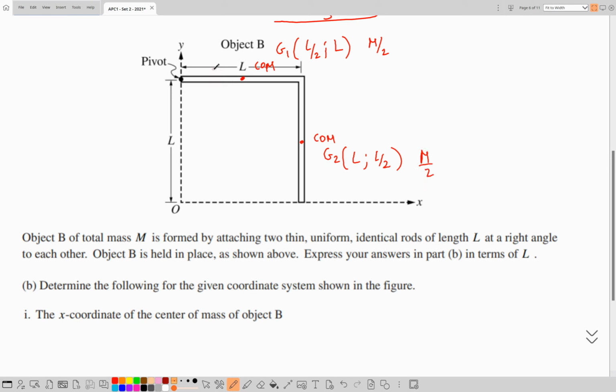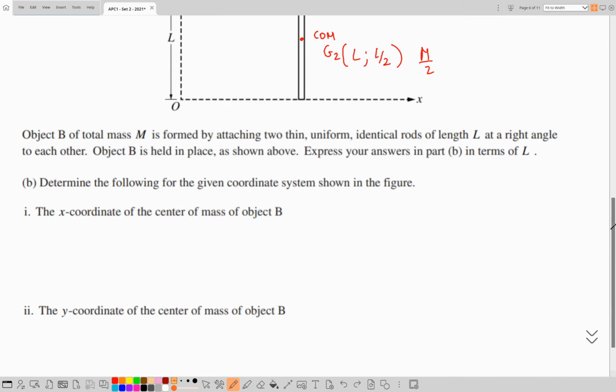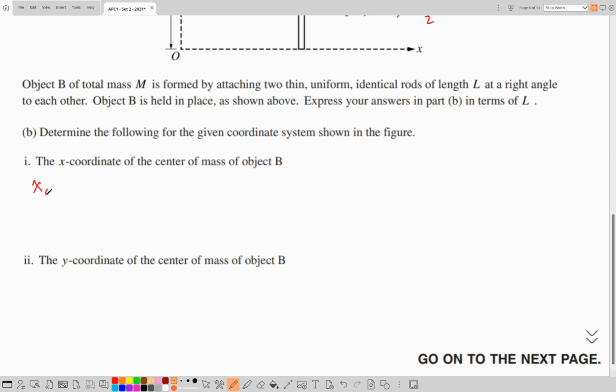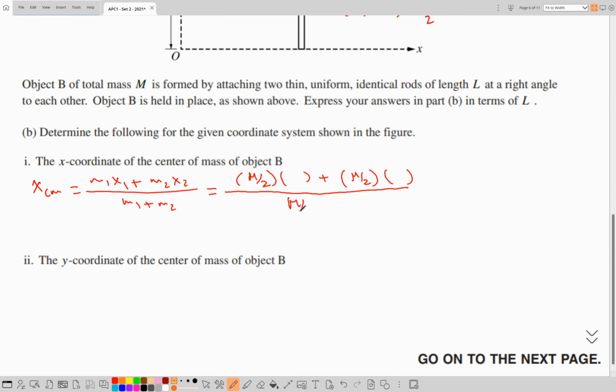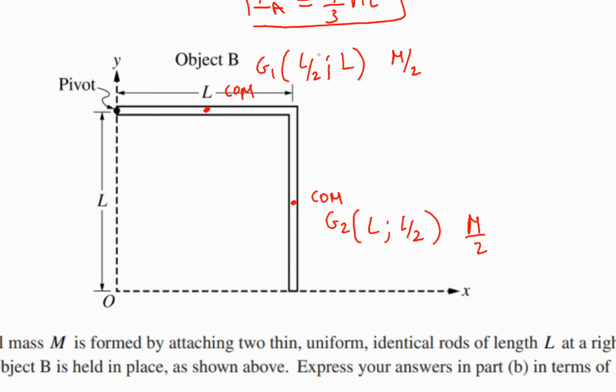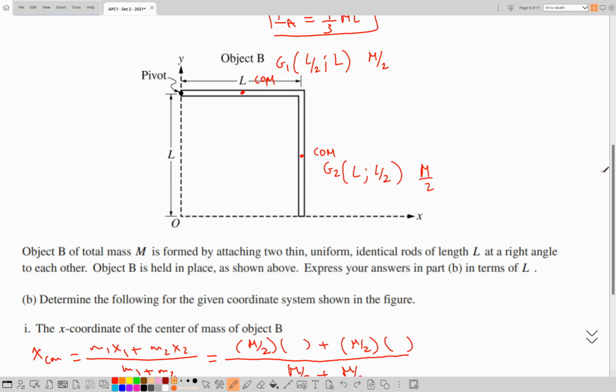Now once we have designated each part of the body by a point, and we know the coordinates of the points and we know the mass, we can simply determine the x coordinate of the center of mass. So x_cm, we start by the formula, which is m1 x1 plus m2 x2 divided by the total mass m1 plus m2. Now the mass of each point is given by m over 2. And the position of the first one, the abscissa, is given by L over 2, the other one is given by L.